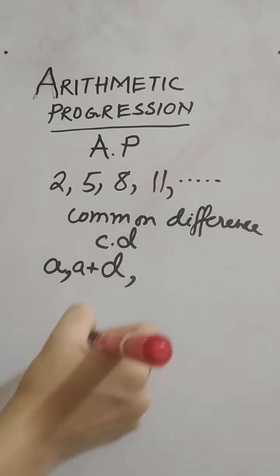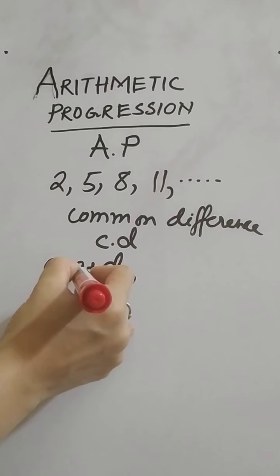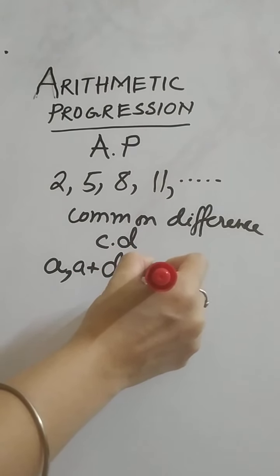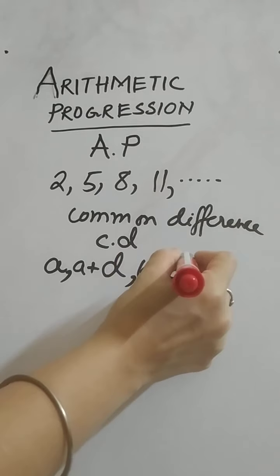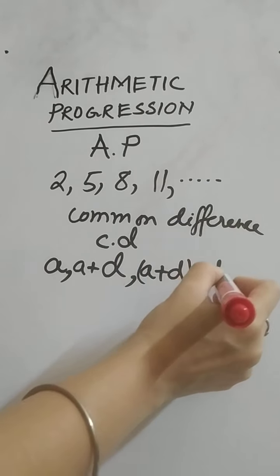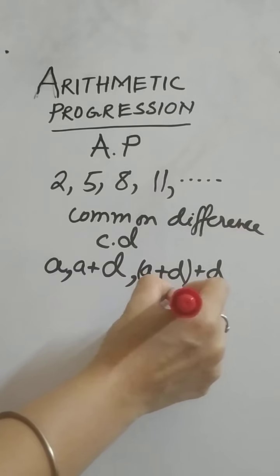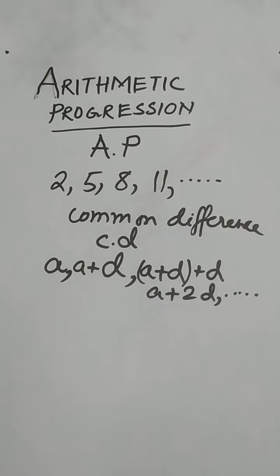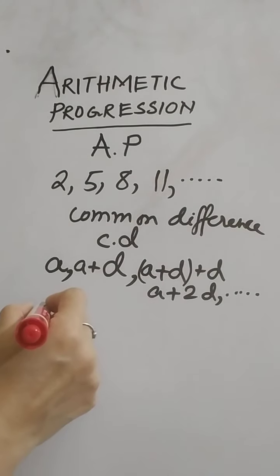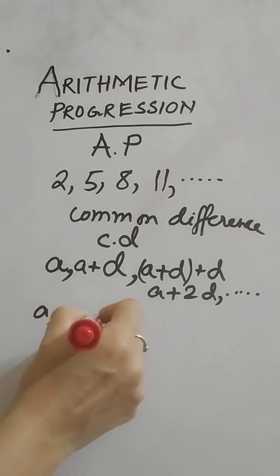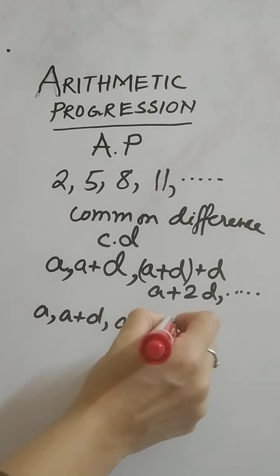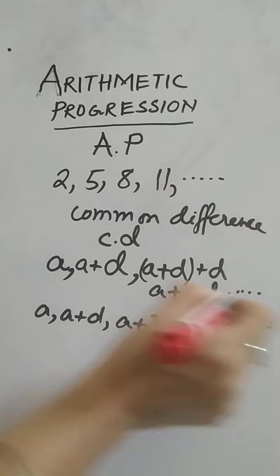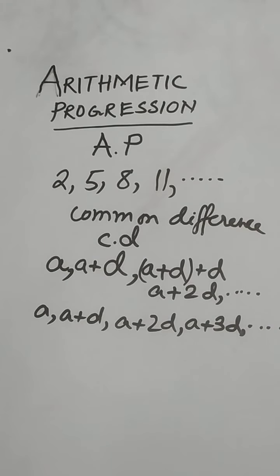What about the third number? The third number will be the second number plus the common difference, which means this is actually A plus 2D. If we proceed like this, then the series will look like A, A plus D, A plus 2D, A plus 3D and so on.